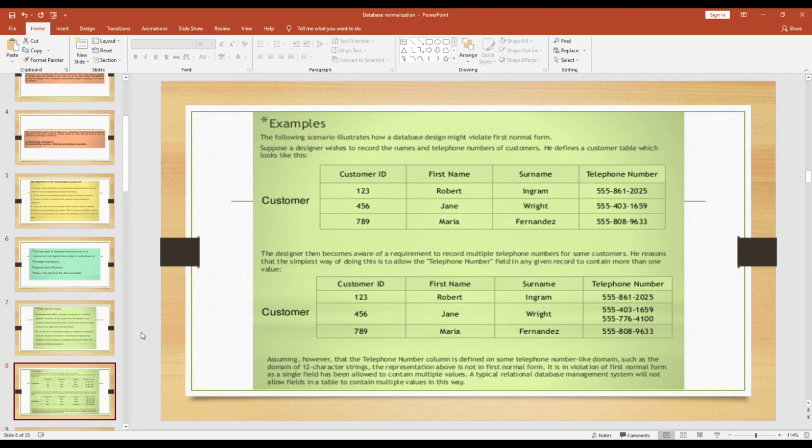Assuming, however, that the telephone number column is defined on some telephone number-like domain, such as the domain of 12-character strings, the representation above is not in first normal form. It is in violation of first normal form, as a single field has been allowed to contain multiple values. A typical relational database management system will not allow fields in a table to contain multiple values in this way.